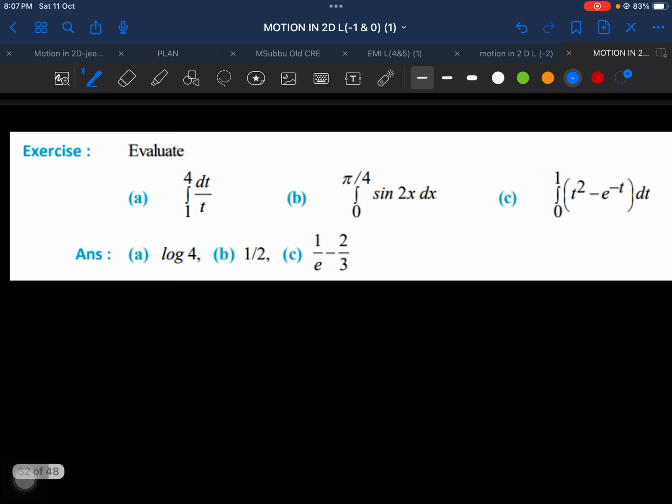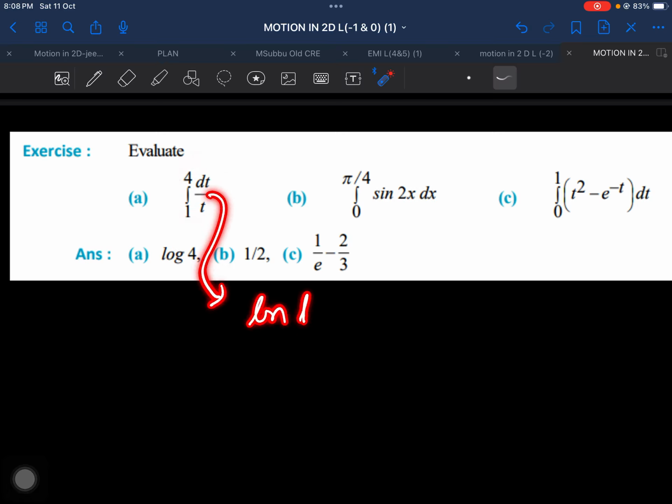In these numericals, just see, you have limits 1 to 4, 0 to pi by 4, 0 to 1. One thing you have to note down is that when the function is in terms of x, you have to integrate in terms of x. When the function is in terms of t, you have to integrate in terms of t, right? No problem in that. So now let us solve this. We have to apply the limits also. If there is no limit, then the answer of this is simply ln t plus c. But here in this case we have to put the limits, so no constant. So let's solve it together.